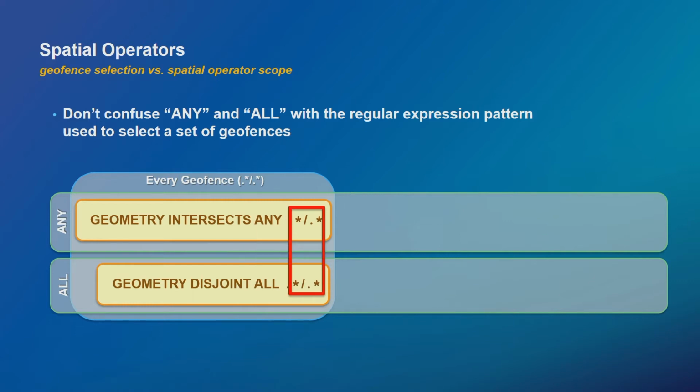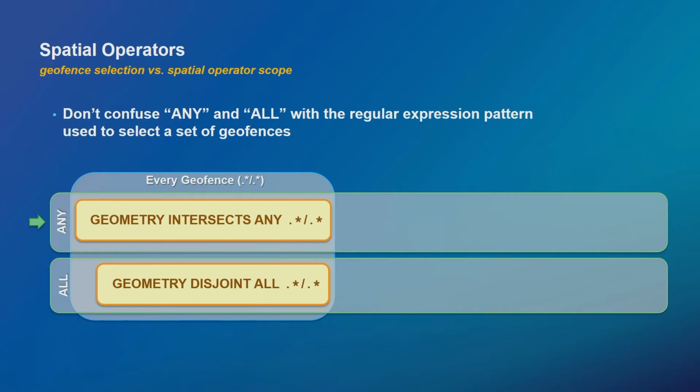The regular expression at the end here allows you to filter the set of geofences that this spatial operation applies to. So you might be looking for safety zones or hazard zones or asset locations. You can use that to specify what the filter or the processor is looking for when it performs its spatial operation.